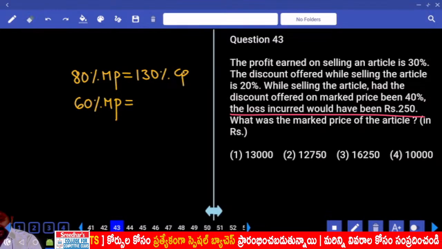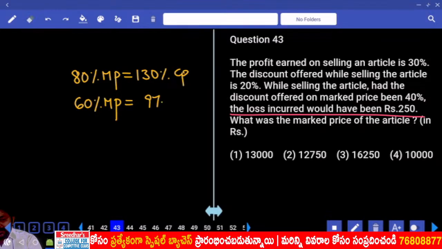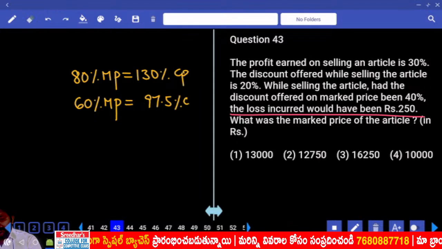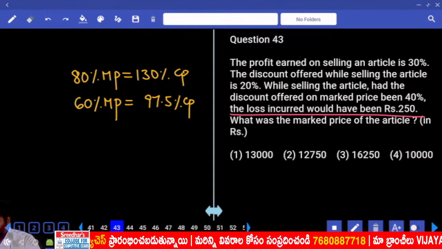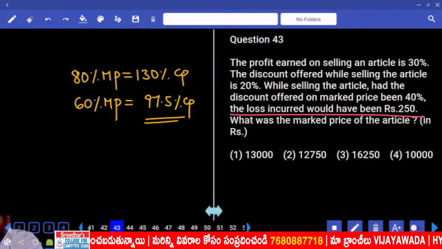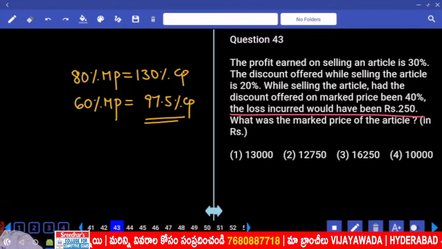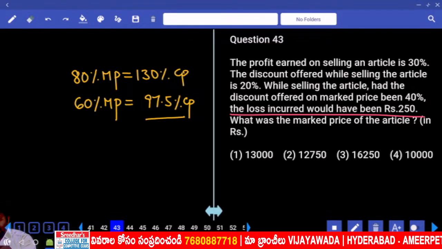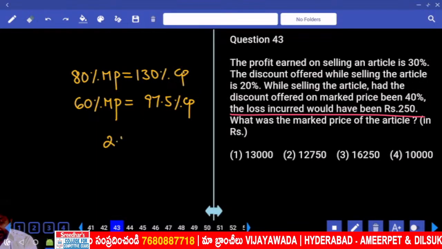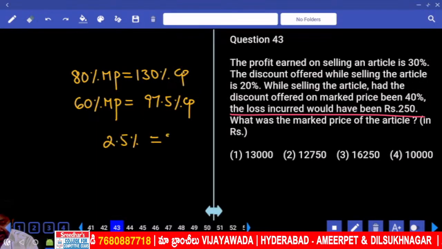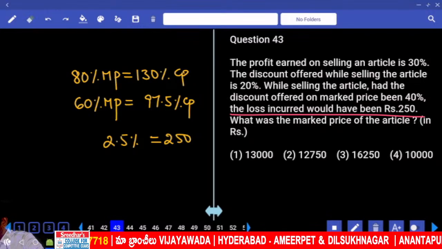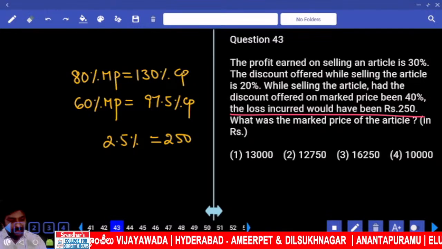32.5. If you decrease 32.5, it becomes 97.5% of cost price. By selling an item, if you get 97.5%, will you get profit or loss? How much? 2.5% loss, which is equal to 250. You got it? Now, what is the question?